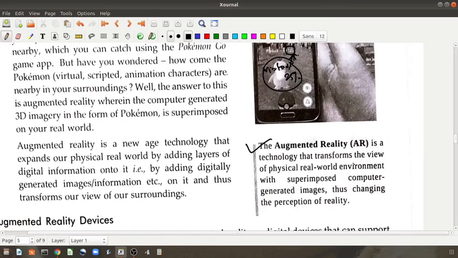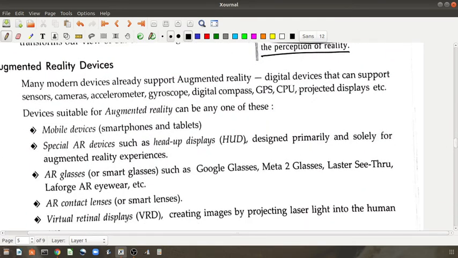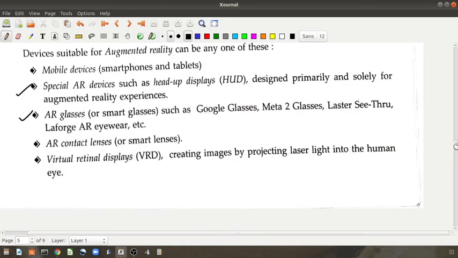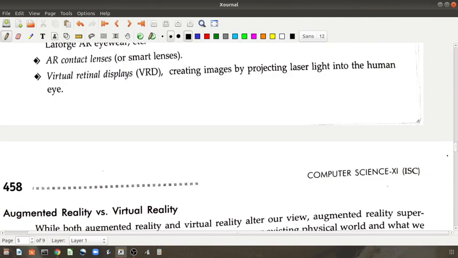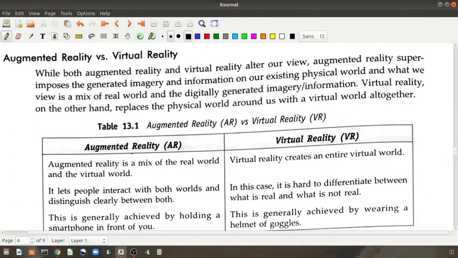Augmented reality is a technology that transforms the views of the physical real-world environment with superimposed computer-generated images, thus changing the perception of reality. There are many devices: mobile devices, and then AR glasses, special AR devices, VRD, image projecting. And this is a very important difference table between augmented reality and virtual reality.